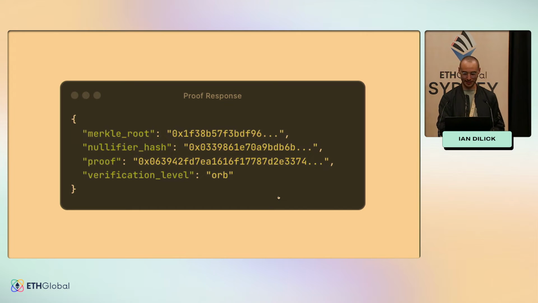The proof is a much longer hexadecimal string than what's shown here, and that is the actual zero-knowledge proof body itself. And then the verification level tells you if that user is orb verified or device verified. And that also tells which Merkle tree to actually verify that proof against.